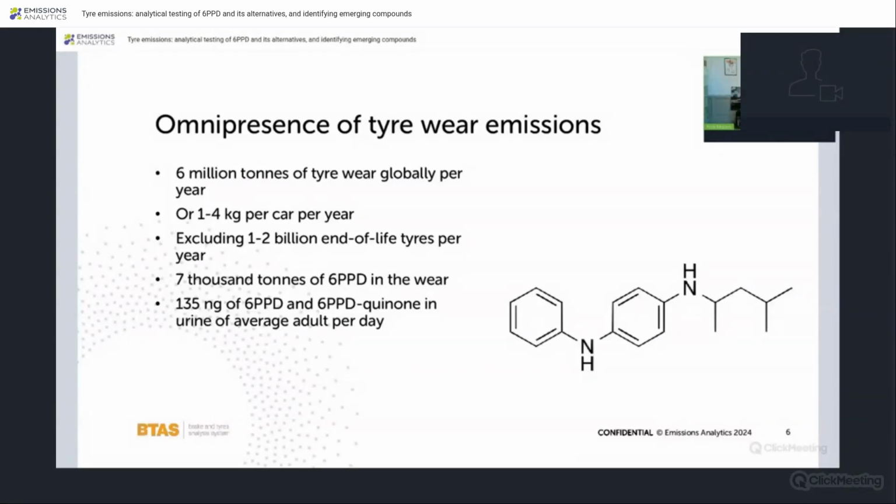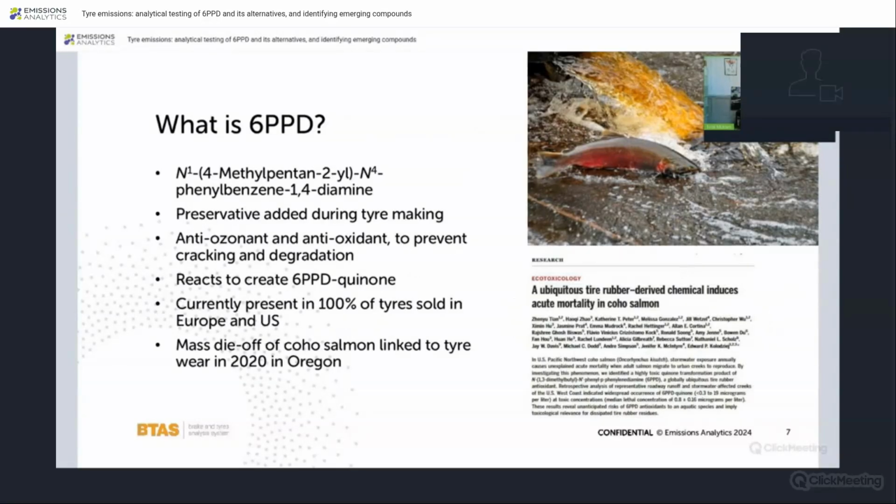If we multiply the concentrations of 6PPD we see in an average tyre by that amount of material, setting aside the degradation processes that go on, we're talking about 7,000 tons of 6PPD released per year globally. And the litmus test of why it's omnipresent is that a recent study in China suggested that the concentration of 6PPD and 6PPD-quinone in human urine averaged about 135 nanograms per day per adult. So it is getting into the environment and into us and out again, and that's why on a first pass it is a substantial issue.